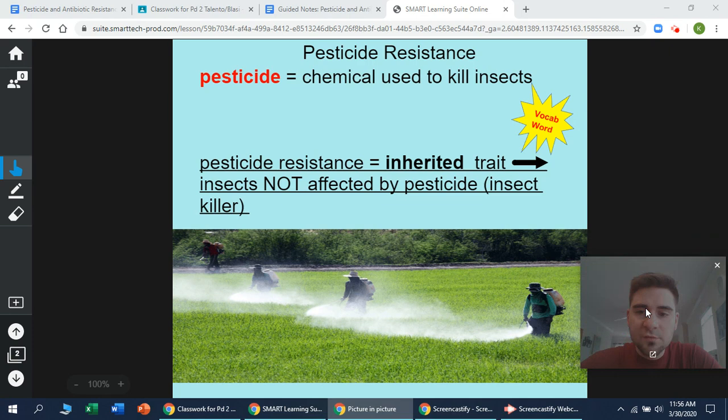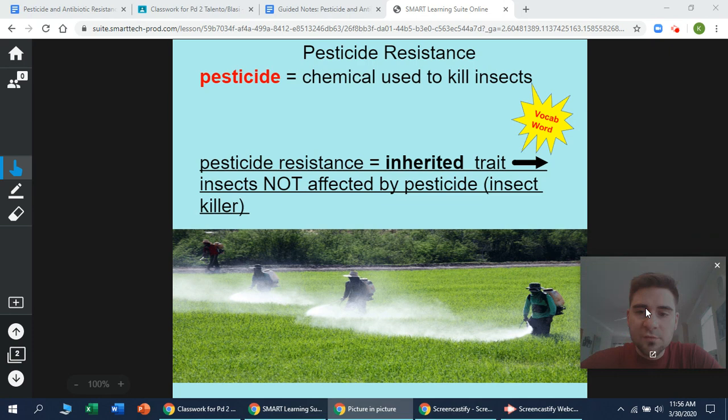So, what should come to mind here is that this is a problem, right? Farmers are trying to kill these pests, but some are resistant to it. So, it's not going to be 100% effective. Okay, so that's pesticide resistance.